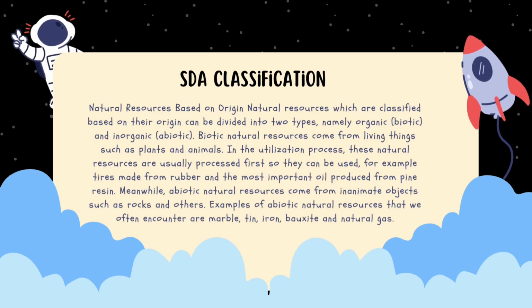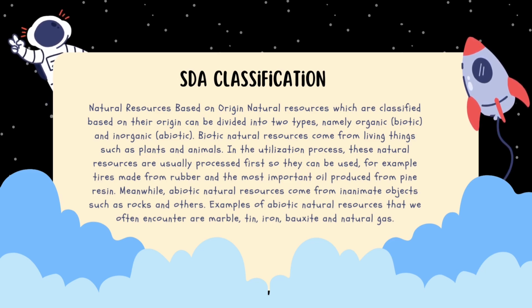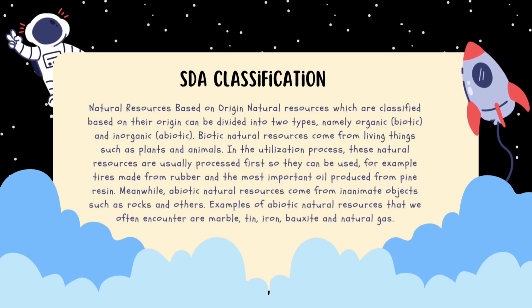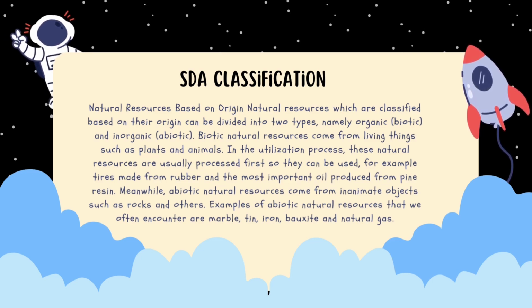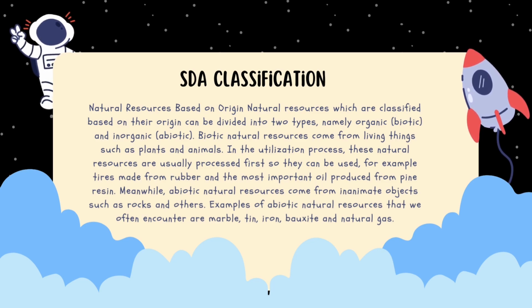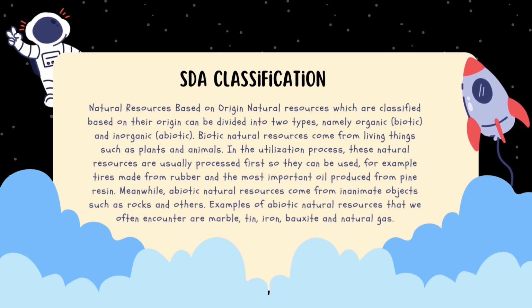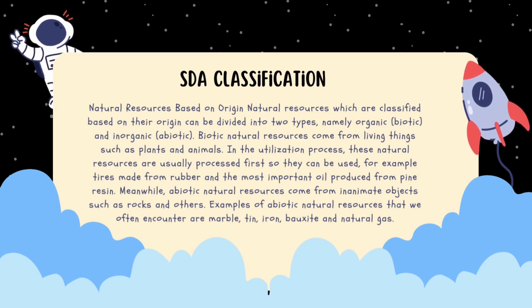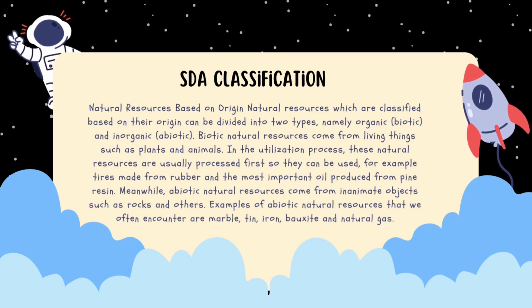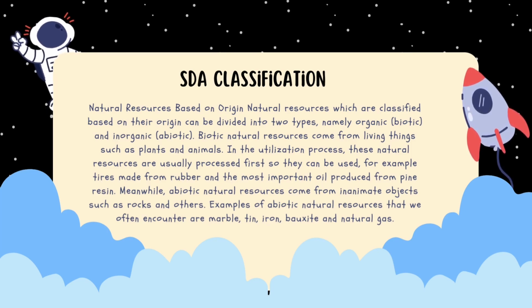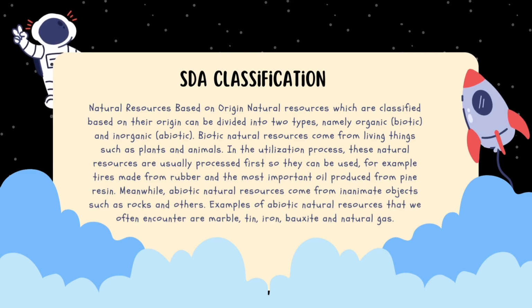For example, tires made from rubber and the most important oil product from pine resin. Meanwhile, abiotic natural resources come from inanimate objects such as rocks and others. Examples of abiotic natural resources that we often encounter are marble, tin, iron, bauxite, and natural gas.